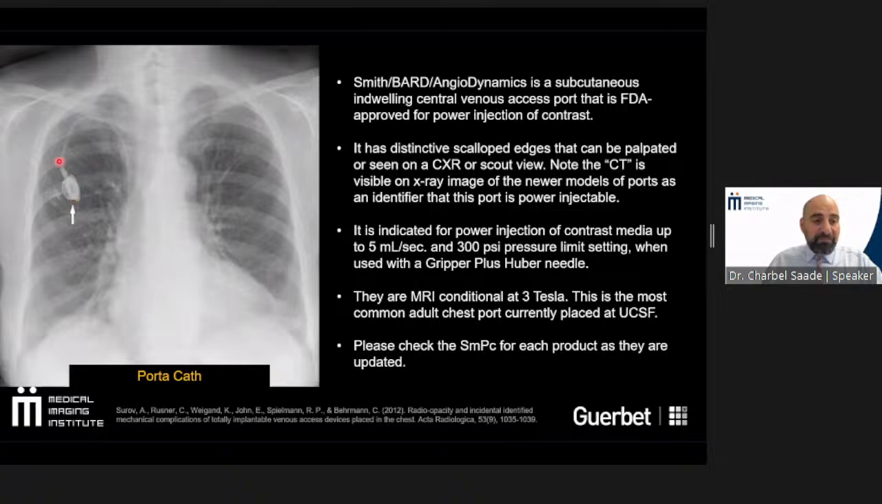But more importantly, the connection between these lines and the porta cath, sometimes they can be dislodged. So sometimes you will inject contrast, but then it's injecting into this area and not into the line. That is why the tomogram is key when you're looking at this. And of course, it can be indicated for a power injection of up to 5 mL/s with a 300 PSI setting. Again, you need to go back and determine the type of the catheter that you're using and the SmPC. And of course, whether it is MRI conditional or not.